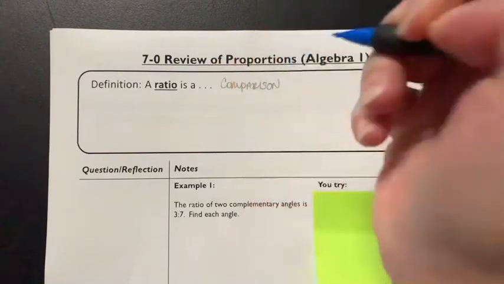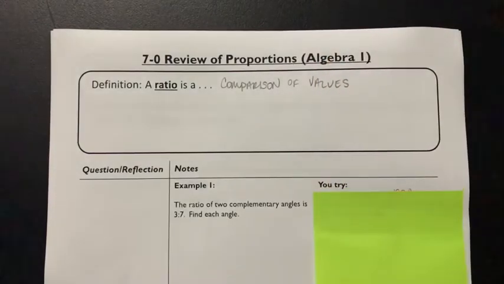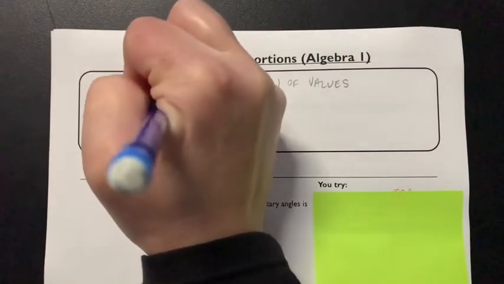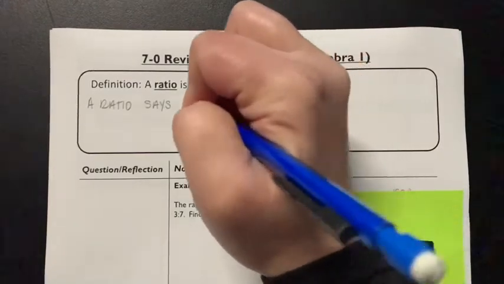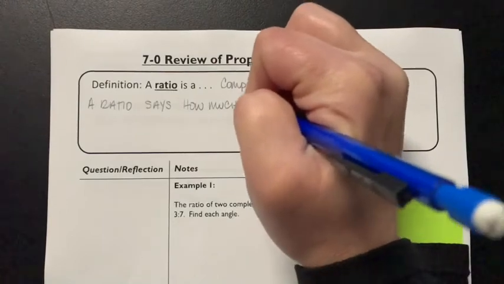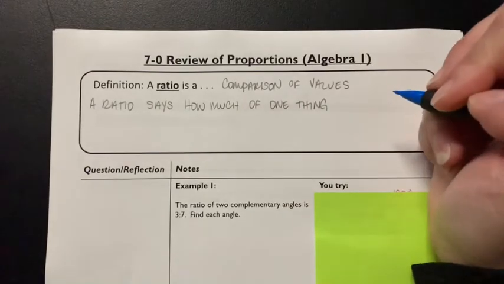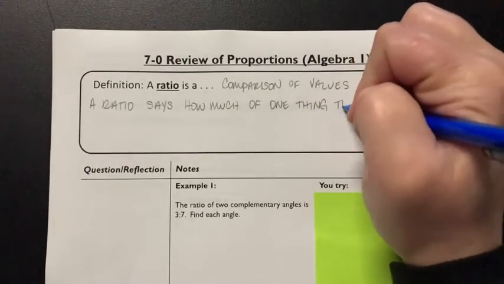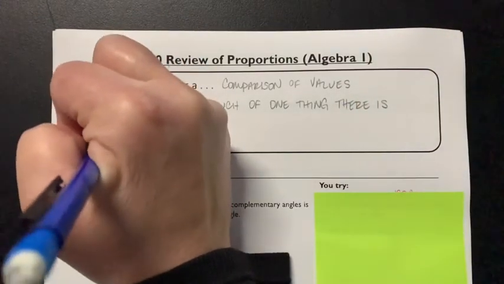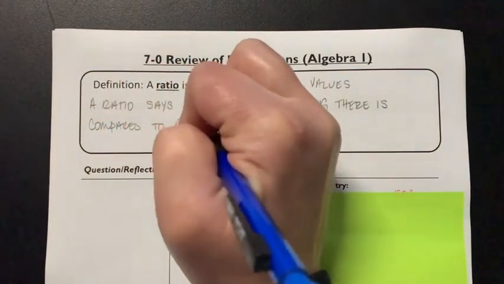Comparison of values. And we can say that a ratio says how much of one thing there is compared to another.